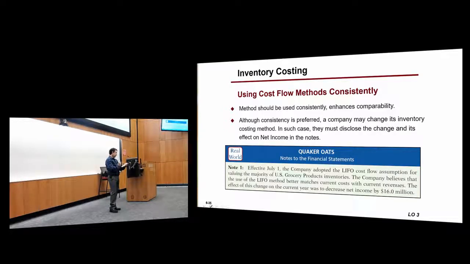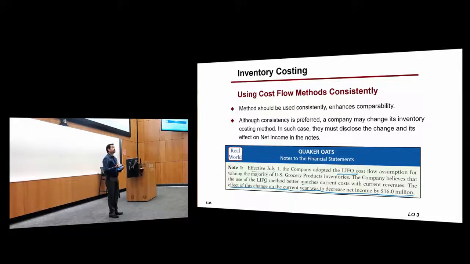Okay? And I just switched to the next page without noticing that. But that's fine. This is what we talked about, that the company needs to use them consistently. And when they actually make a change, they will have to disclose it in the notes of the financial statements. They mention here that, for example, effective July 1st, the company adopted LIFO. The company believes that the use of the LIFO method better matches costs. And the effect of this change on the current year was to decrease net income by $16 million. They have to mention how it will affect income.